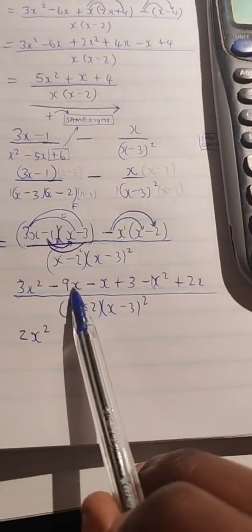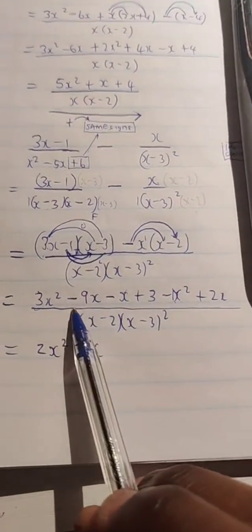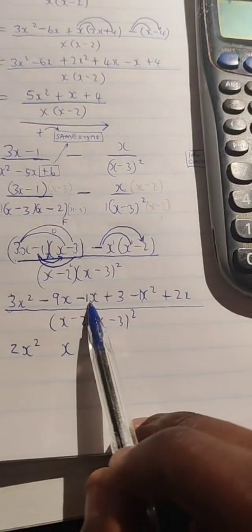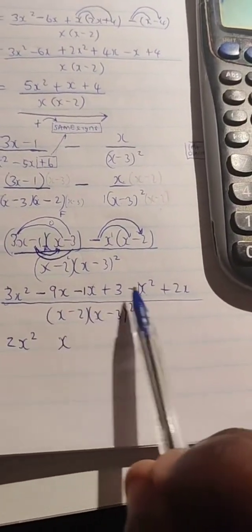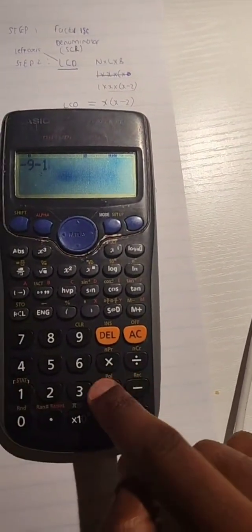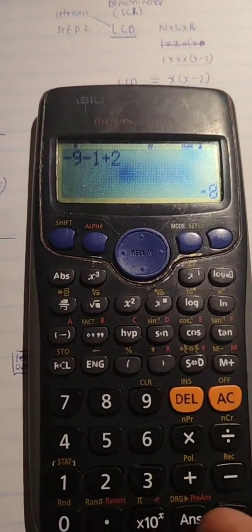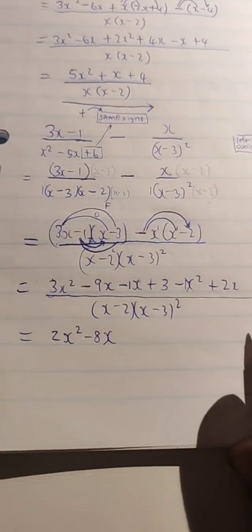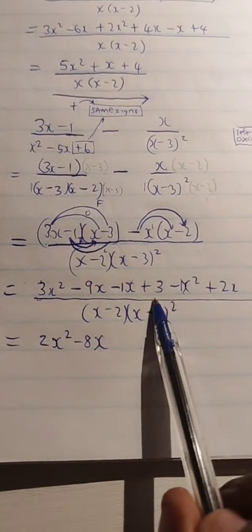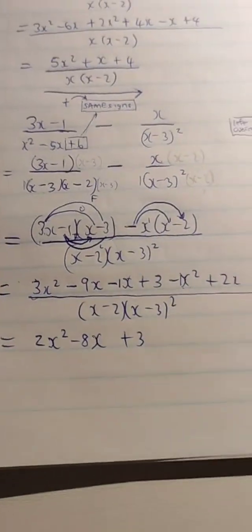Alright. Now we know that the x is going to remain, right? Nothing's going to change with x. Now what we want to focus on is the numbers. Negative 9, there's a negative, there's a 1 there, there's a 2. So negative 9 minus 1 plus 2. Be safe than sorry, please. So it's negative 8x, right? And then the last term there, we don't have any other constant term, plus 3.